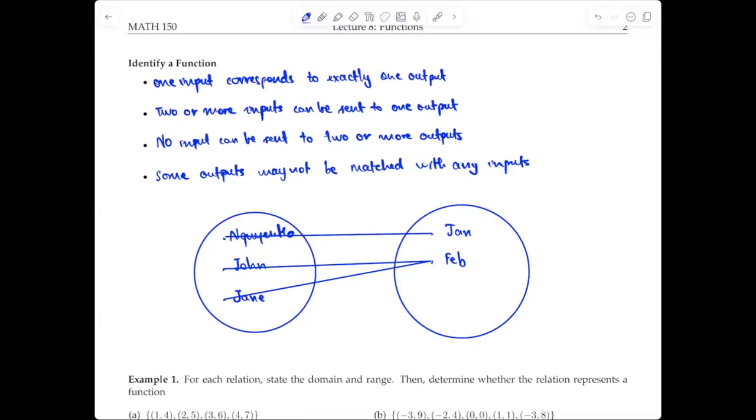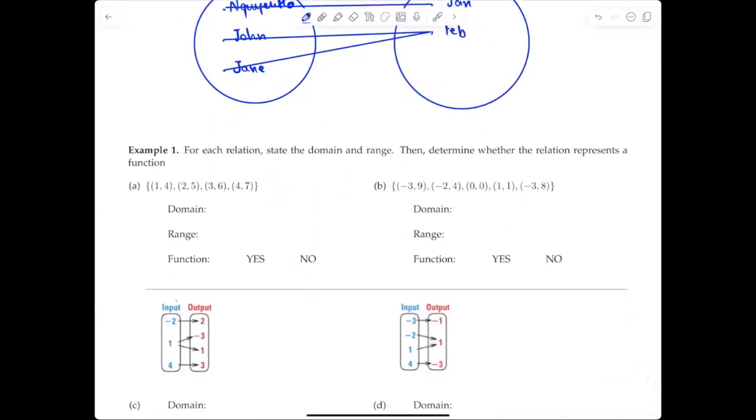Okay, so now in example 1, you are given some relations, and you want to identify the domain and the range of this relation, and determine if the relation represents a function or not. Okay, so in the first example, in problem A, you have a set of 4 points: (1, 4), (2, 5), (3, 6), and (4, 7), right? And the point consists of 2 components. The first component is for x, right? And the second component is for y.